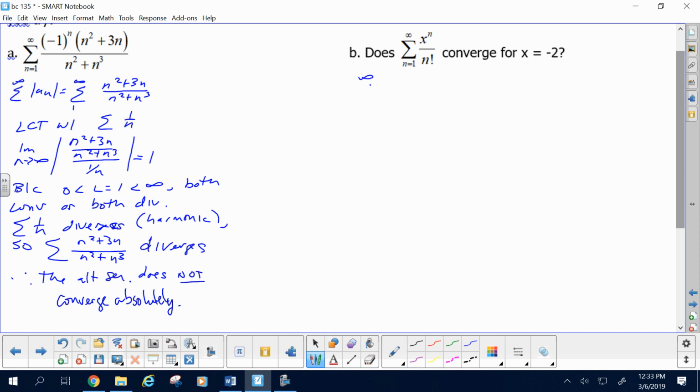Oh, what the heck? That's not alternating at all. Oh, the question isn't absolute. Never mind. The question isn't absolute. I just wanted to get you a power series problem here. So this is not an absolute convergence question.